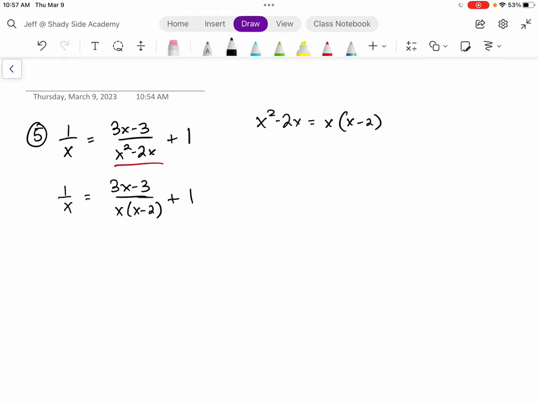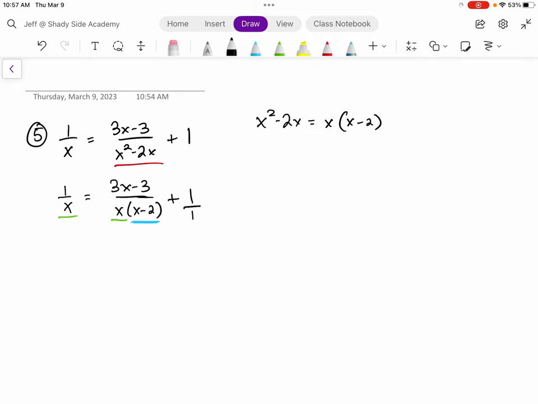Right? And we now want to find the common denominator between these three things. Really, this guy's imaginary over 1, right? We don't have to write that if we don't want to. And I want to find the common denominator. Now we see that they each share an x in common, and then this guy has an extra x minus 2, because that's how we factored that.